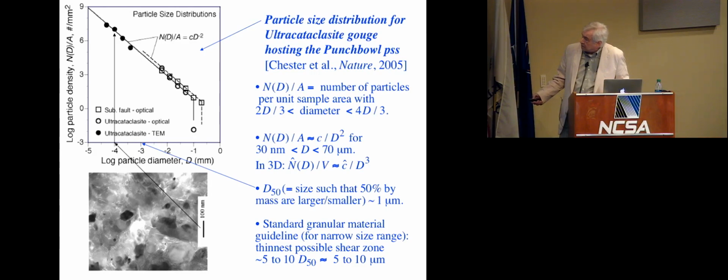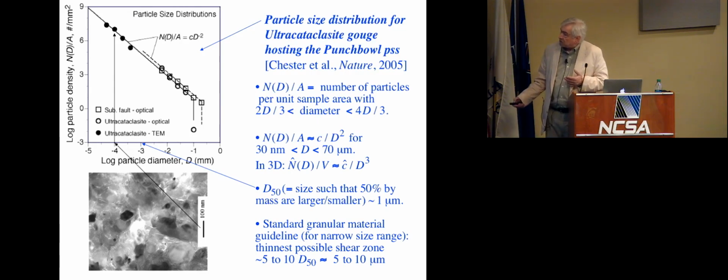So when we think about localization in granular materials, there's a great literature, I think, as most of you will know, on granular materials. And a lot of the attention has gone to, well, how thick are localizations in granular materials? And typically, one sees estimates on the order of 5 to 10 times the mean particle size. If we use the particle size here, for which 50% by mass of the aggregate is heavier and 50% smaller, that would be about 1 micron. So that would suggest 5 to 10 microns if we use that standard granular materials guideline.